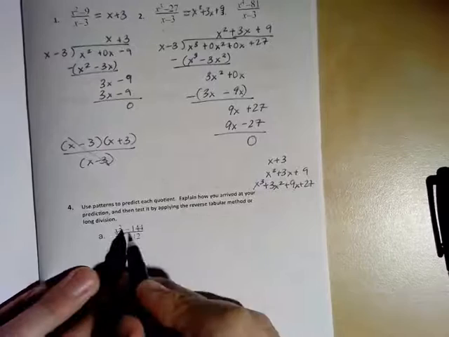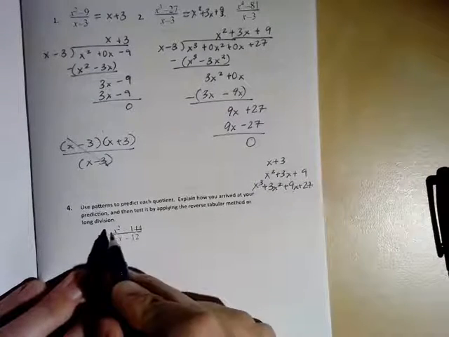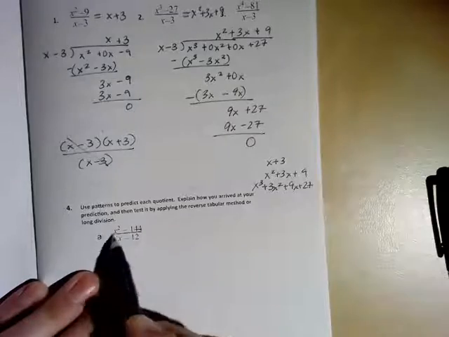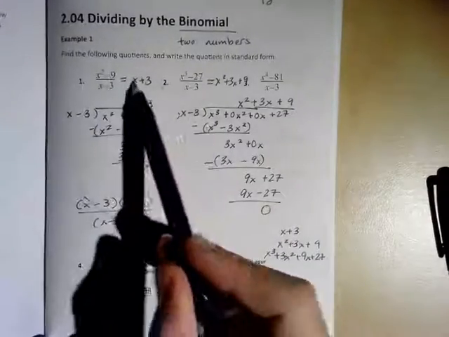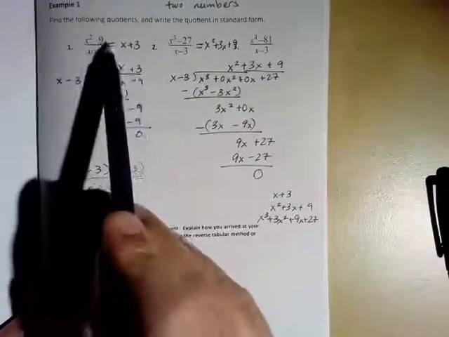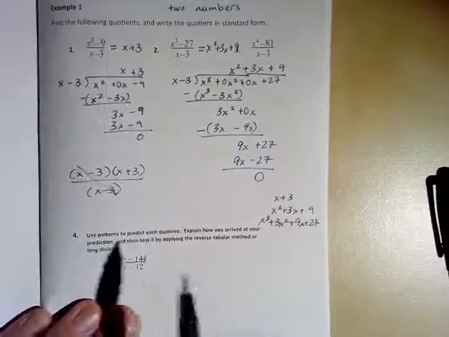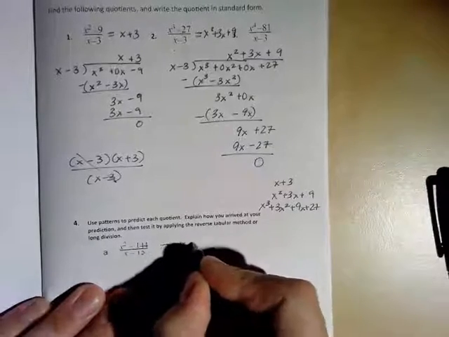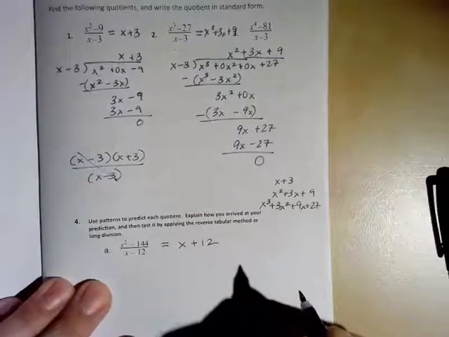Explain how you arrived at your prediction, and then test it by applying the reverse tabular method to the long division. So here, A exactly echoes 1. Do you see how these have the same structure, except here this is 3 squared and here this is 12 squared. So my prediction here would be that the solution would be x plus 12.